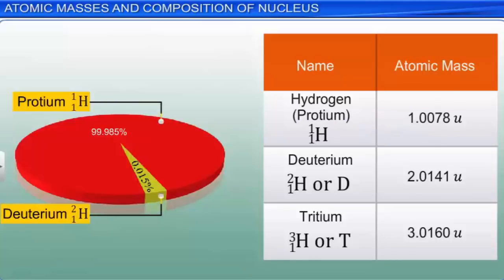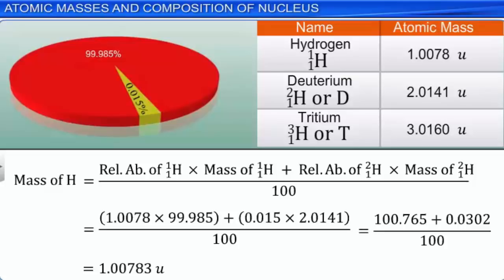The average mass of an atom or atomic mass is obtained by the weighted average of the masses of its different isotopes. For example, the atomic mass of hydrogen is the weighted average of the masses of protium and deuterium, the 2 natural isotopes of hydrogen. The relative abundance of protium is 99.985% and that of deuterium is 0.015% and their atomic weights are 1.0078 AMU and 2.0141 AMU respectively. Knowing these values, we calculate the atomic mass of hydrogen and it is found to be equal to 1.00783 AMU.